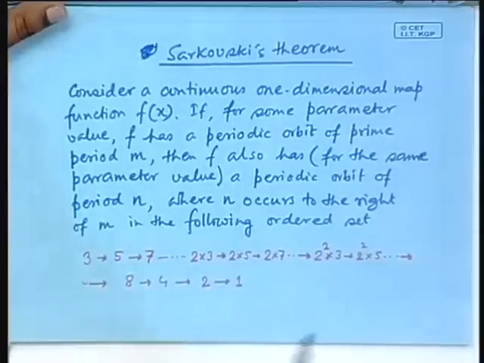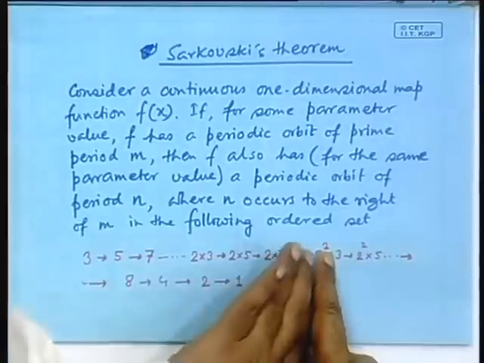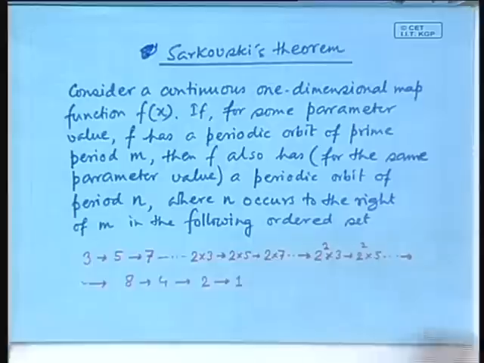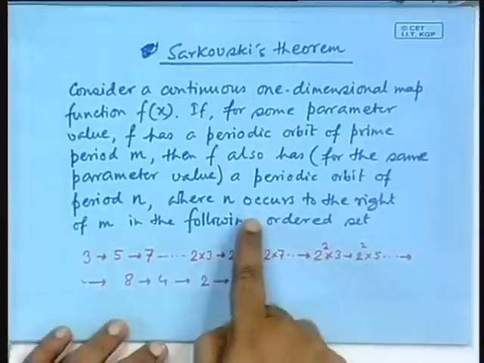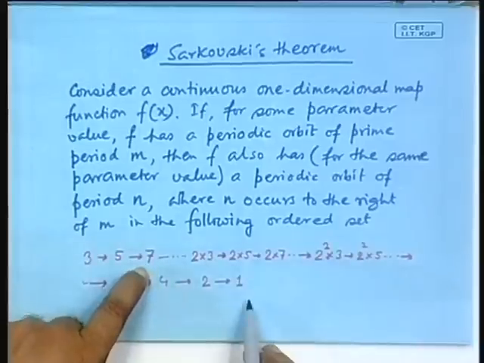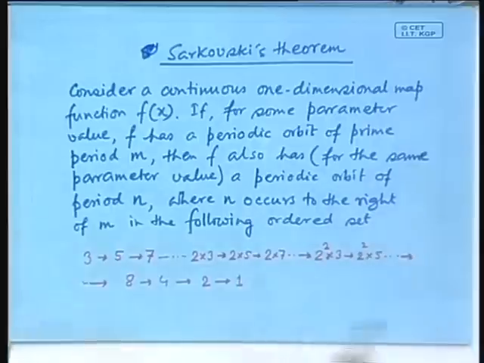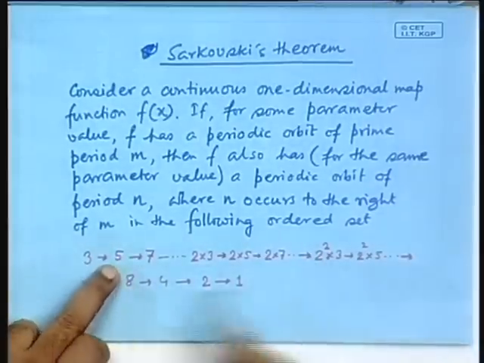Now, notice what this theorem says. Look at the bifurcation diagram, it will be easier to understand here. Say at a particular point here, can you see this cursor? If a periodic orbit of prime period m occurs here, suppose m is somewhere here, then all that is to the right of it will also occur. So if we ever find period 7 anywhere, then all the orbits to the right of it must also occur there. If you ever find period 5, all the orbits to the right of it must also occur there.